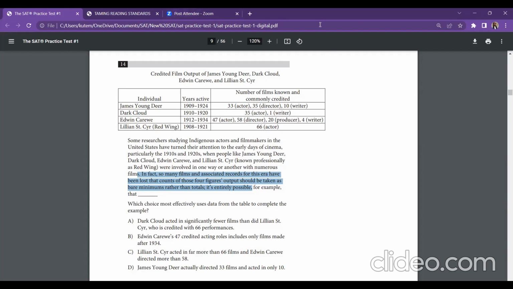I'm going to choice C. Okay, I already have an answer. Thank you for that. So I want us to focus on two things.